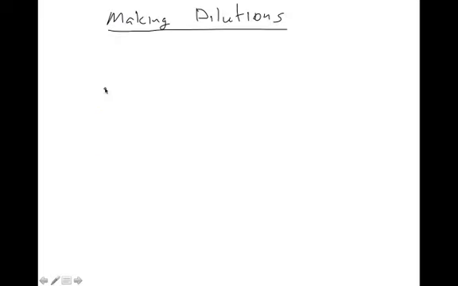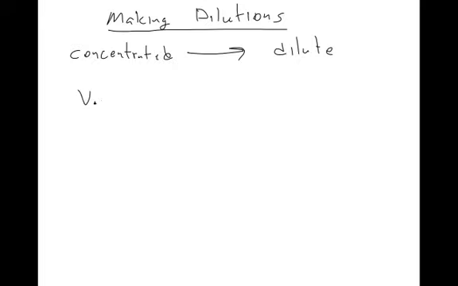Now, I also want to talk about making dilutions. A dilution is something that is less concentrated. In making a dilution, we're going to take something that is concentrated and dilute it to make it less concentrated. There's a formula for making dilutions that we use. It's a real simple little formula. It's actually on your reference materials, and it's in the form of V1 M1 equals V2 M2.